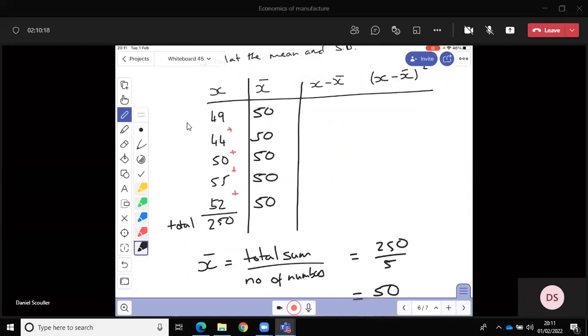Column 3 is x minus your mean. So all you're doing is 49 and your 50. 49 minus 50, that's it. So in this column is 49 minus 50, minus 1, then 44 minus 50, minus 6. 50 minus 50 is 0. 55 minus 50 is 5. 52 minus 50 is 2.